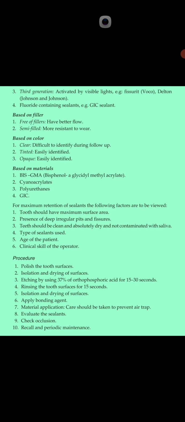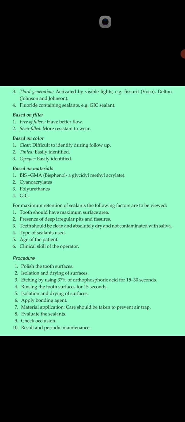Next, based on material composition, there are 4 types of pits and fissure sealant. Number 1 is Bis-GMA, which is bisphenol glycidyl methacrylate, which is a resin. Second is cyanoacrylate, third is polyurethane, and fourth is glass ionomer sealant.